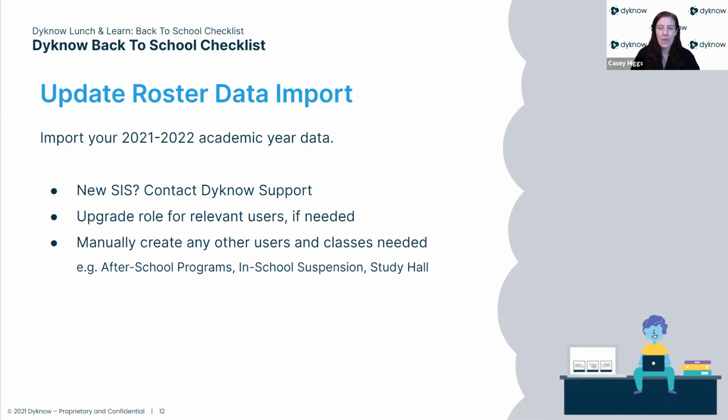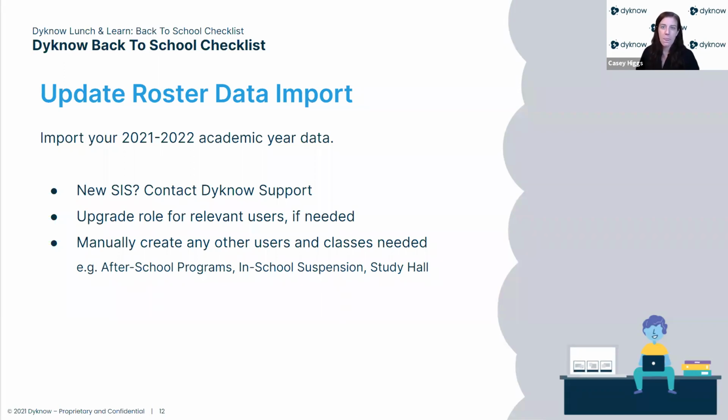And speaking of data, I want to talk about a couple other things, both about manually creating some more data and then about user roles as well. So first, try to think about any users and classes that you might want to manually create in Dyknow. So any users and classes that need to be monitoring in Dyknow or need to be monitored in Dyknow, but that aren't being imported already with the rest of your SIS data.